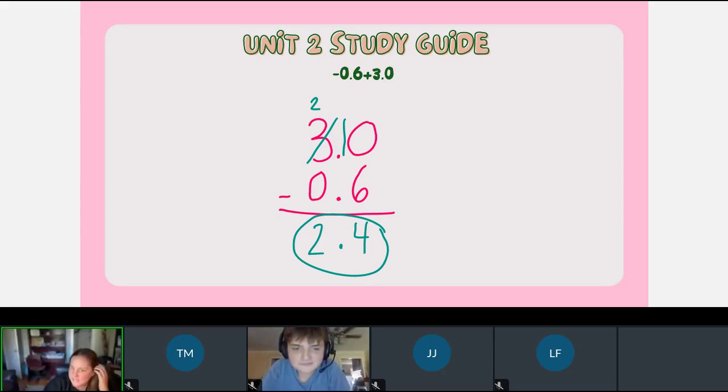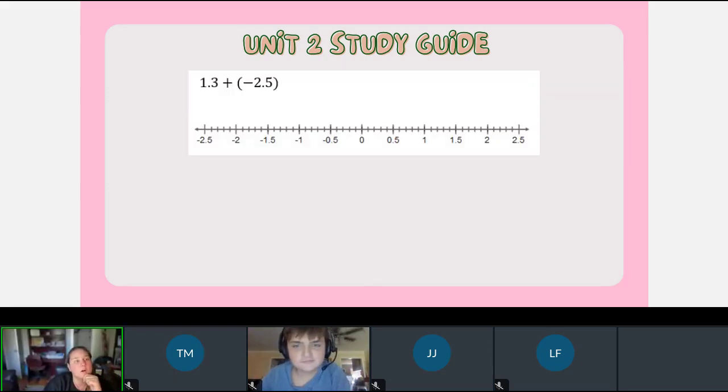All right, let's move on to slide 10. This is number 4. So I'm just going to put a 4 up here so we know. This one says add using the number line. So when you do that, you want to plot the minuend first. Okay, so your first number is the minuend. So we're going to go on our number line and plot 1.3. That's going to be right here.